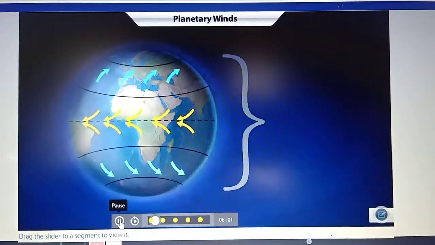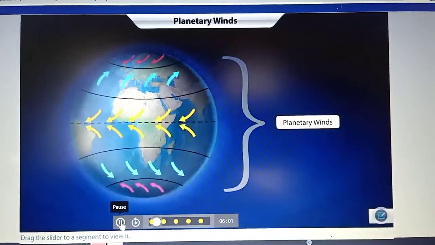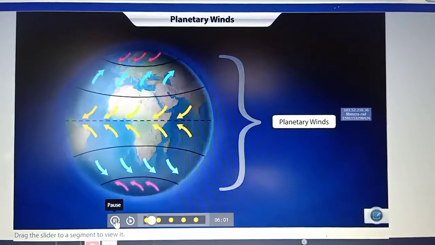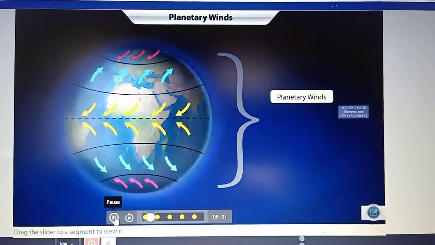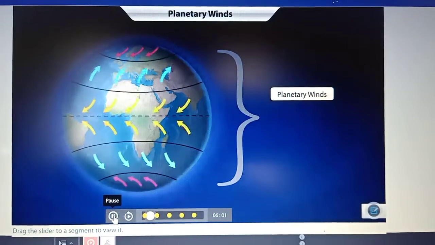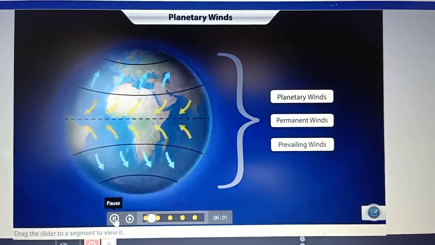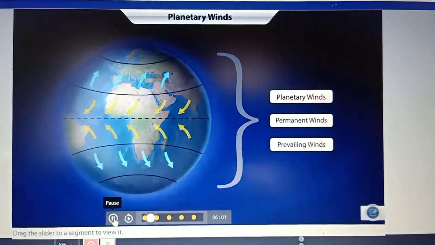Among the three major wind systems, planetary winds blow all the time in a particular direction throughout the year. Since they are prevalent through the year, they are also known as permanent winds or prevailing winds.